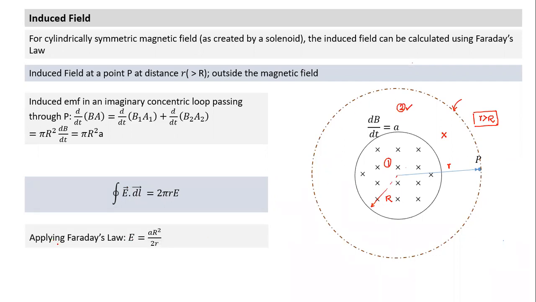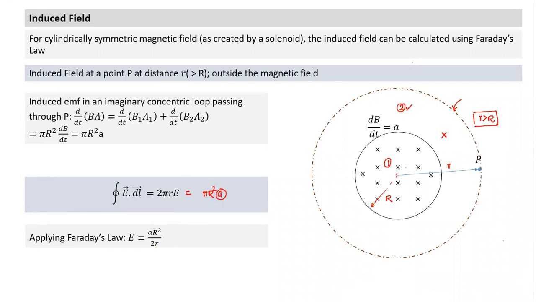And when we apply Faraday's law, we equate E times 2 pi r to the EMF, which we have calculated as pi r square times A, A being the rate at which the magnetic field is changing, and find the value of E here. E is equal to A into r square divided by 2r. Here what we notice is that this induced electric field is decreasing as an inverse function of r.